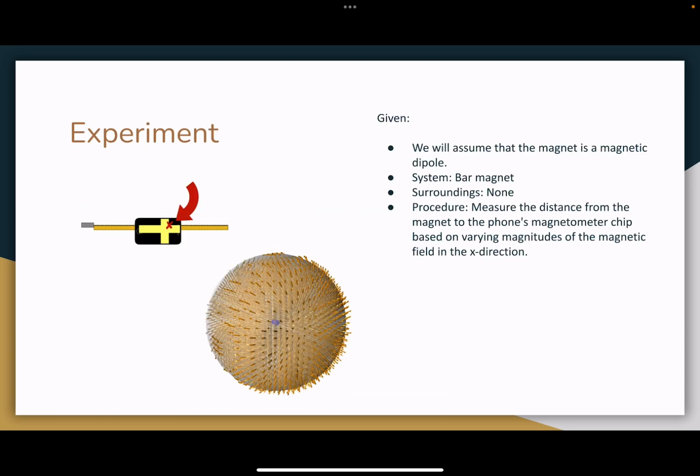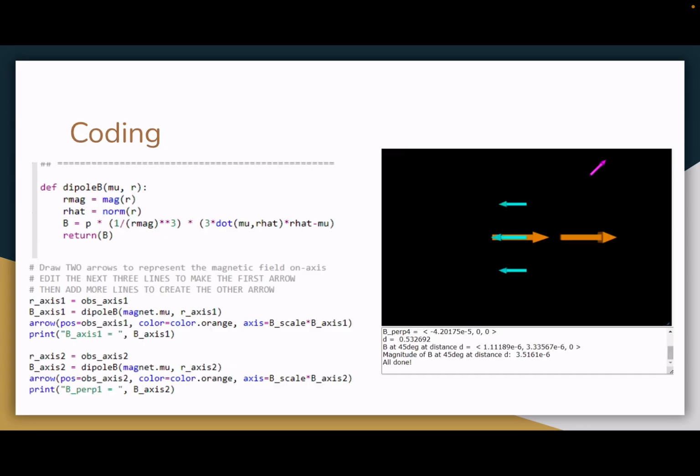So for the experiment, first we're going to have to assume that the magnet is a magnetic dipole. The system will obviously be the bar magnet. Surroundings will be none. And the procedure is to measure the distance from the magnet to the phone's magnetometer chip based on varying magnitudes of the magnetic field in the x direction, or the i hat direction.